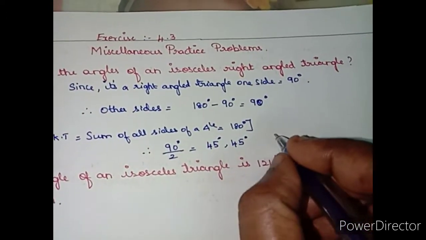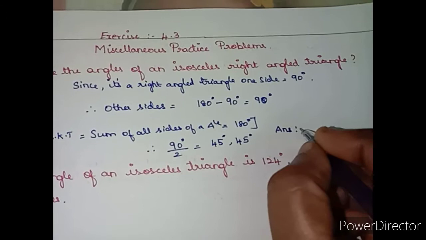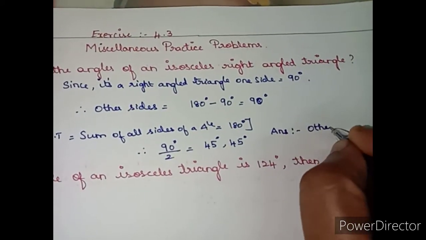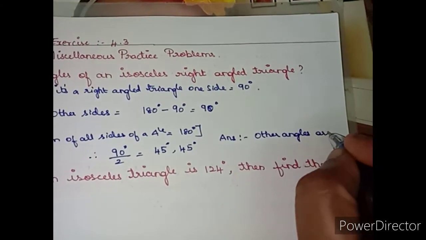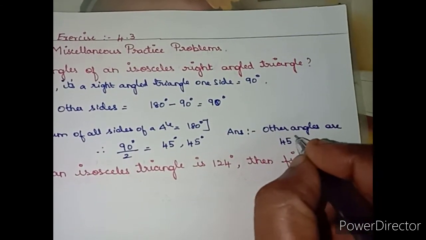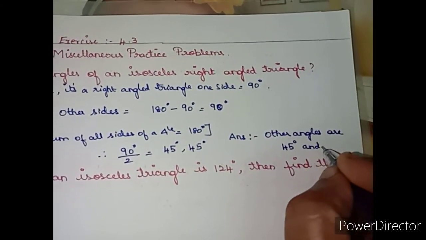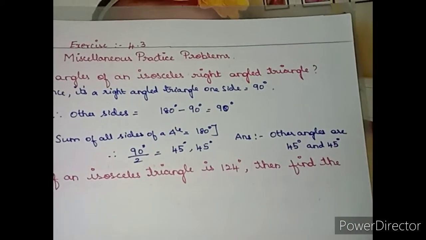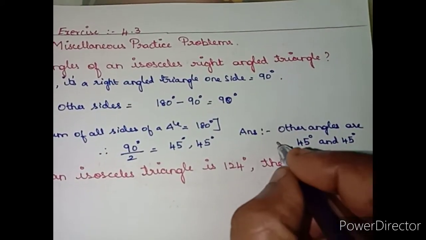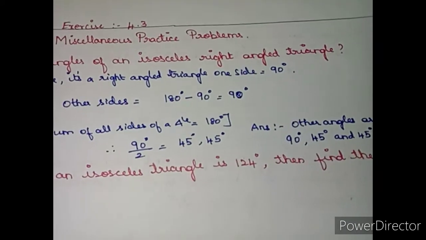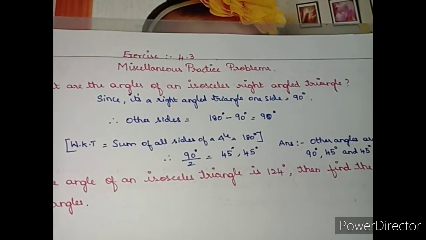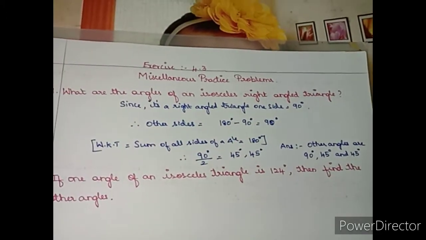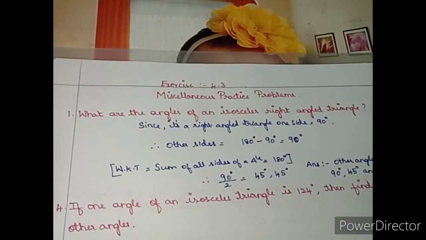So what is the answer? The other angles are 45 degrees and 45 degrees. So the angles are 90 degrees, 45 degrees and 45 degrees. These are the angles of an isosceles right-angled triangle. We'll go with the next question.